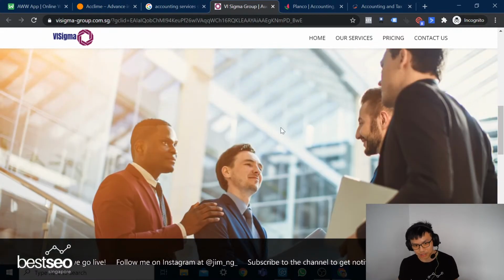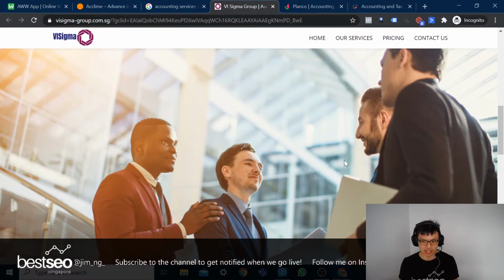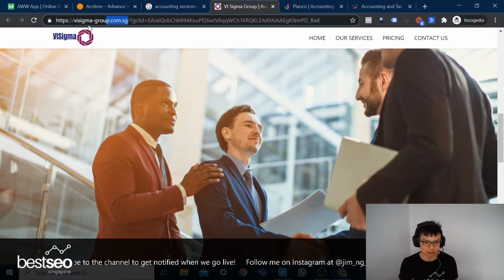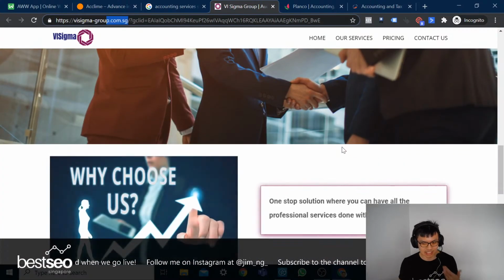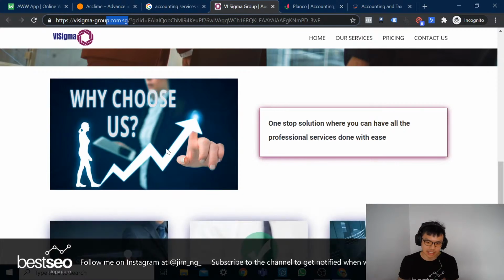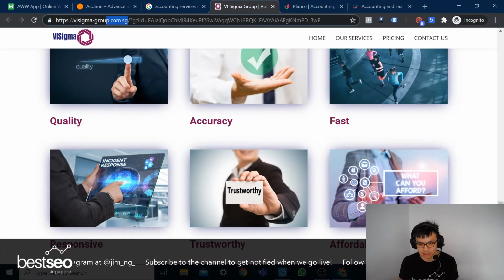Again, it's a stock photo. The thing about stock photos is I don't really like them, because they show people who are not located in Asia, or more specifically Singapore. You can see this is a Singapore website and I am in Singapore, and if you're showing me a bunch of Caucasians or people of other races, I can't connect with that. Why choose us? Again, more stock photos.